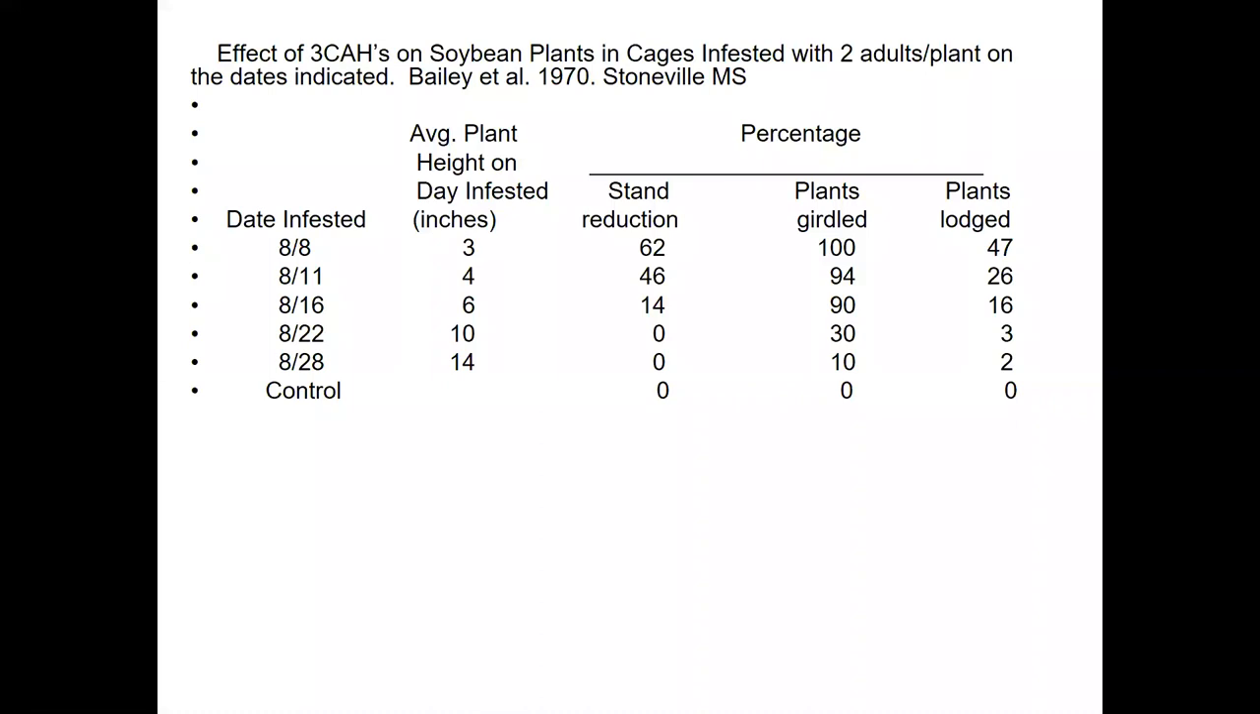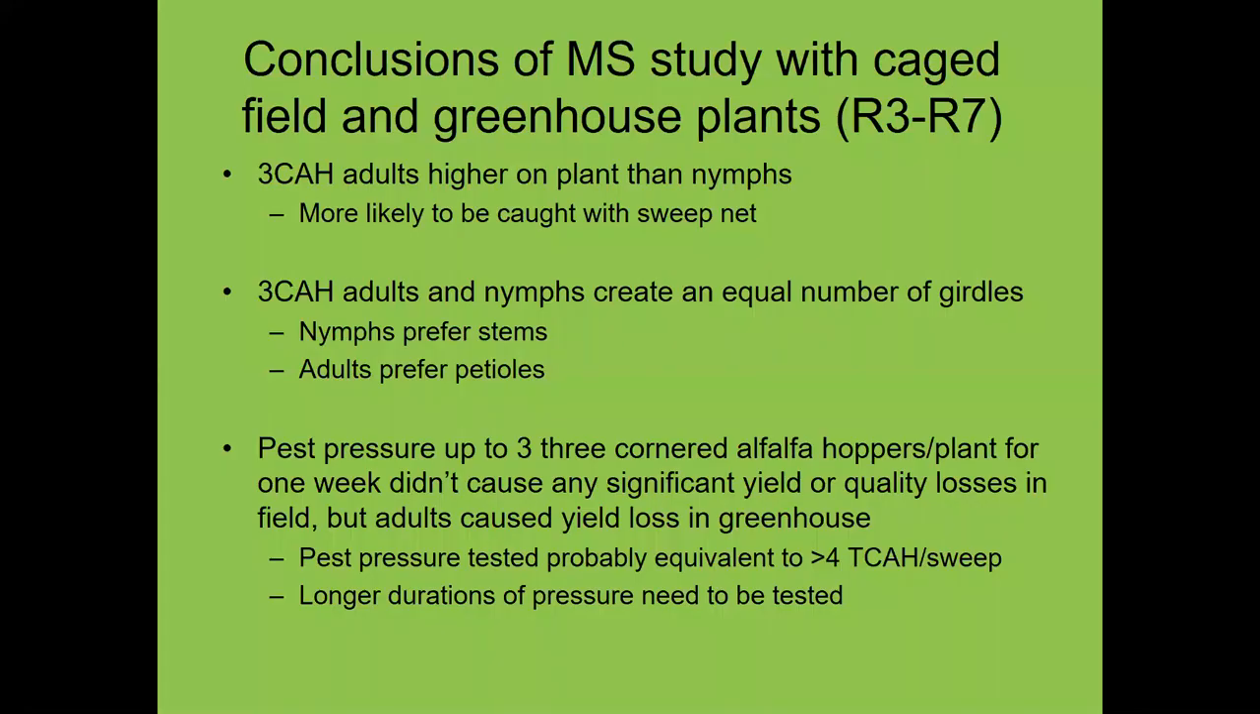Work done in Mississippi indicated when they put two adult three-cornered alfalfa hoppers per plant on caged soybeans, they had a higher level of girdled plants when they infested at the 3-inch height than they did at the 10-inch height, indicating that the girdling that they do when it's severe is going to start when the plants are very small. Later work done in Mississippi indicated that the adults were higher on the plants than the immatures, that the nymphs prefer stems while the adults prefer petioles to feed on. And they did find that when they put three three-cornered alfalfa hoppers per plant for 1 week, they got a yield reduction in the greenhouse, but they didn't in the field studies.